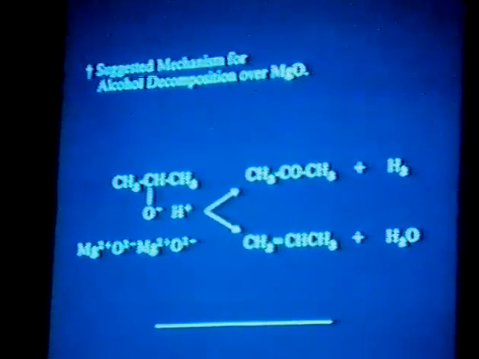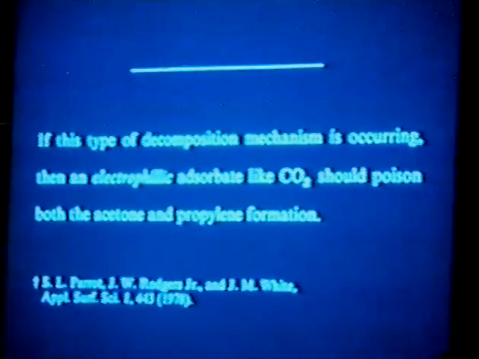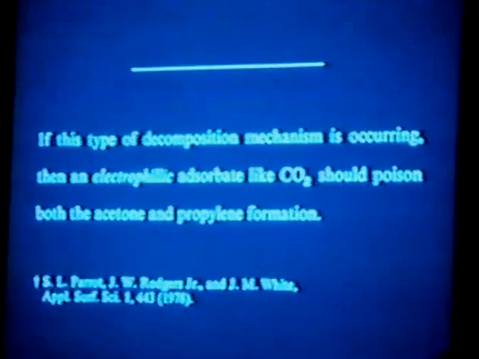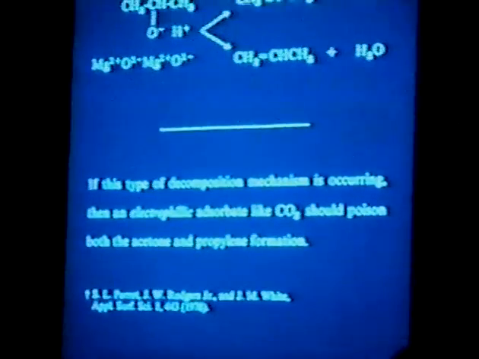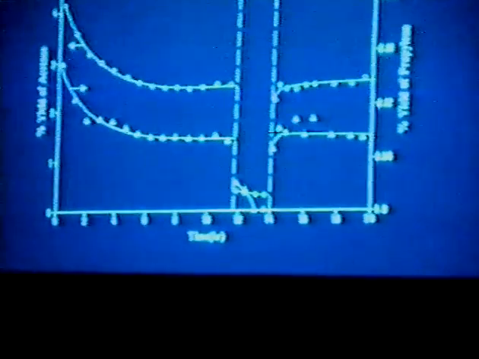So if this type of elimination or decomposition is occurring, then we would expect an electrophilic adsorbate like CO2 to poison both reaction pathways. If the propylene was independent of the base, then we would expect it to continue, just based on a Bronsted acid site, for example. So in fact, we followed that experiment.